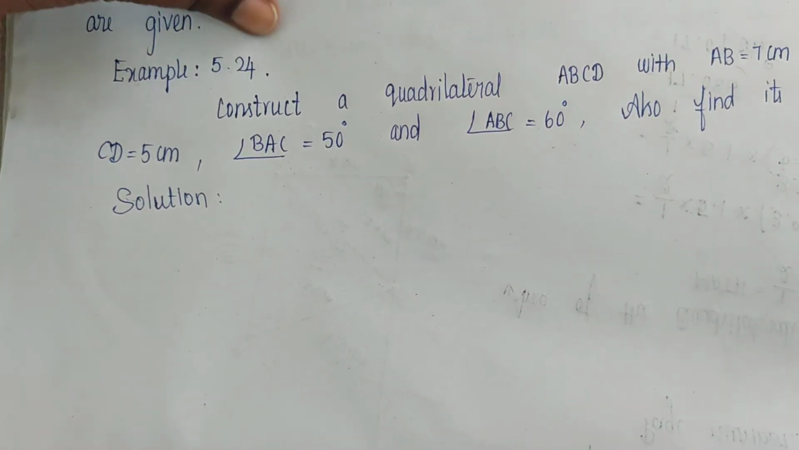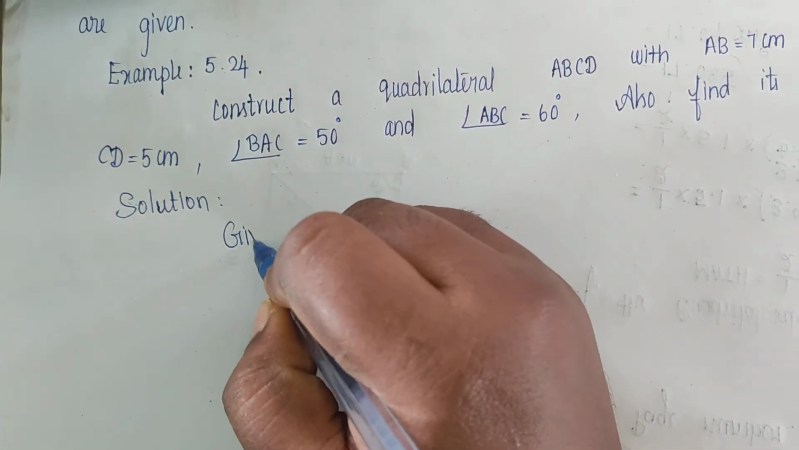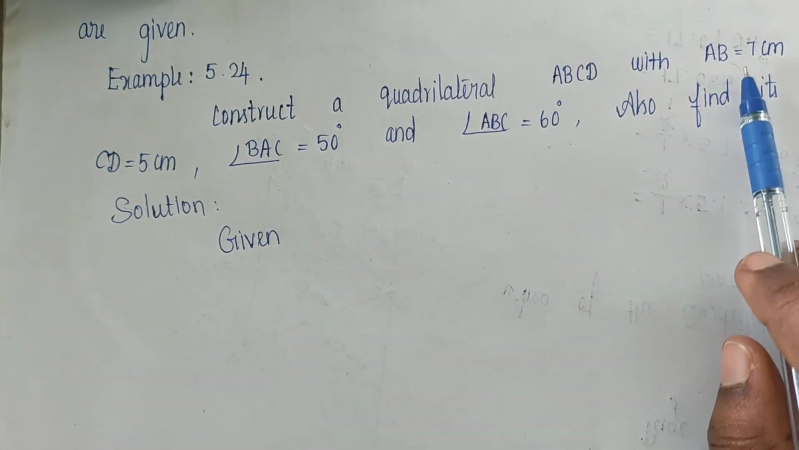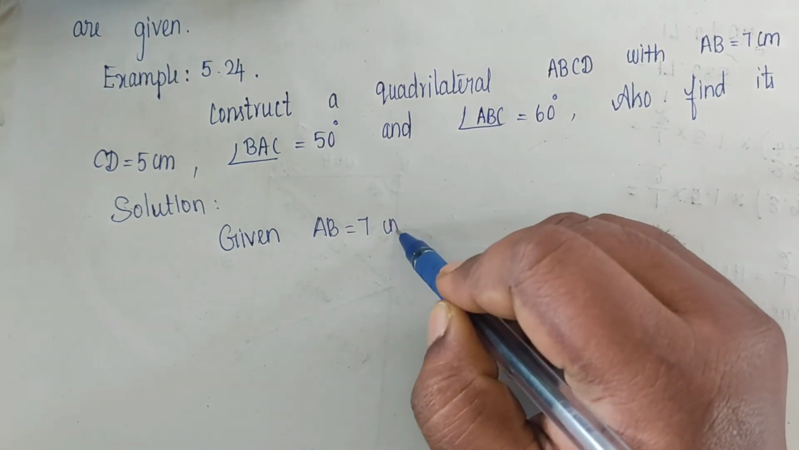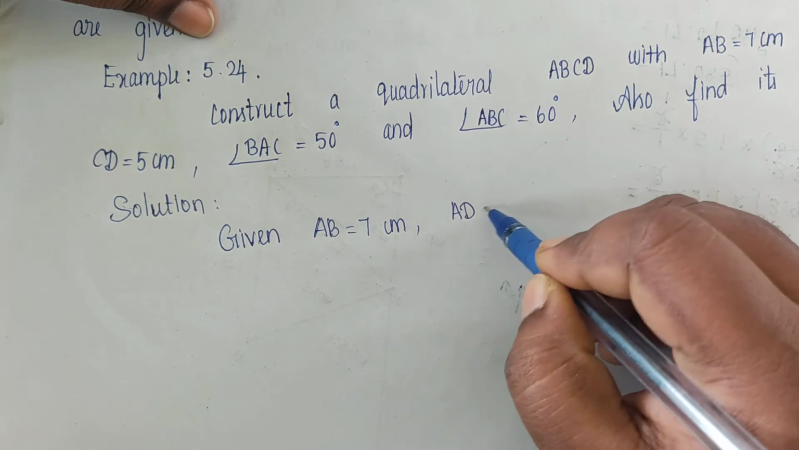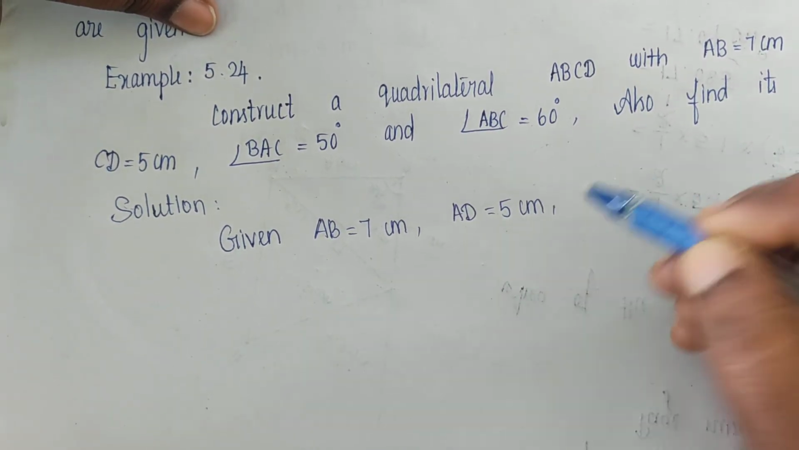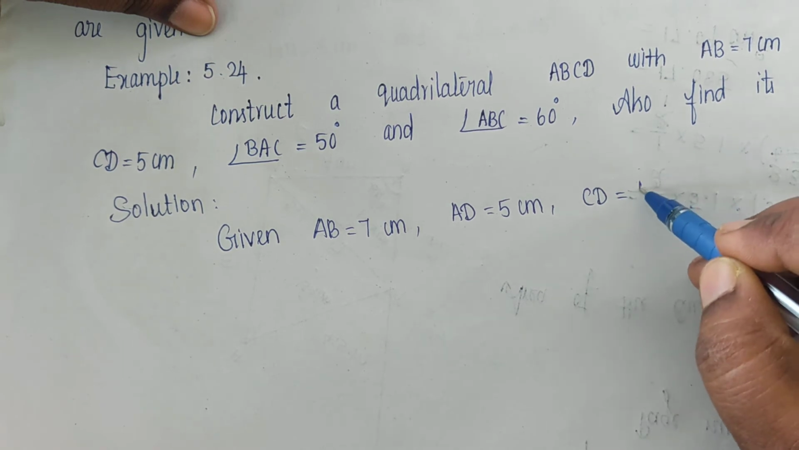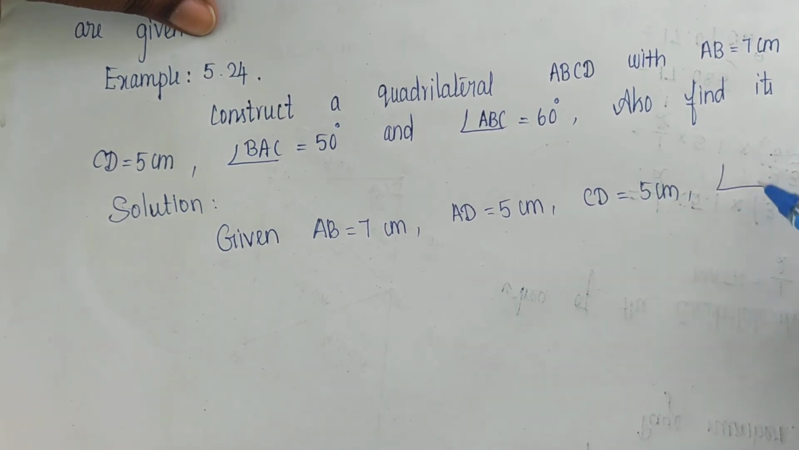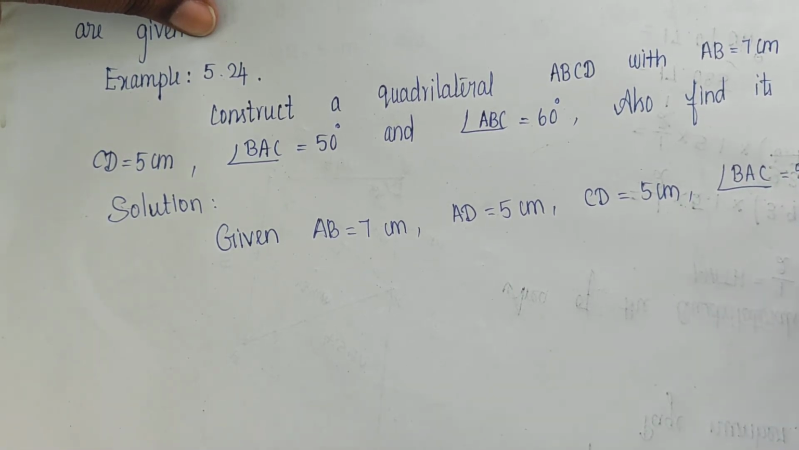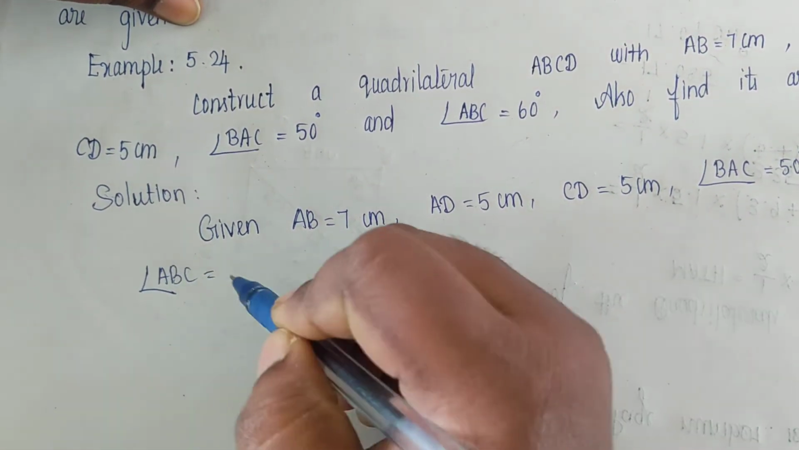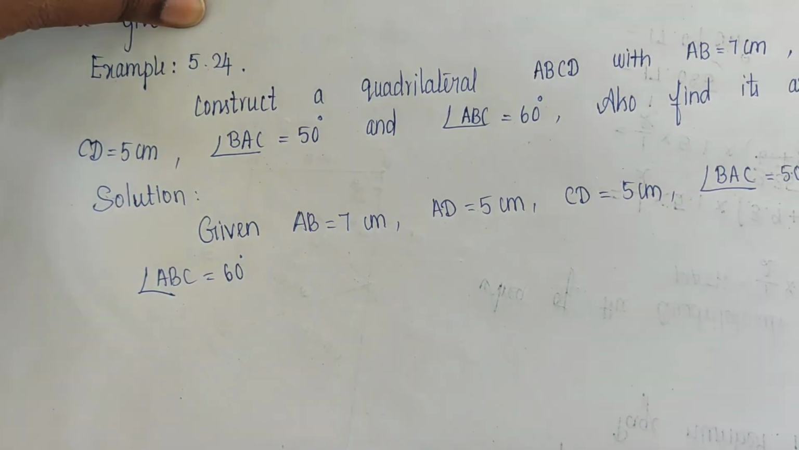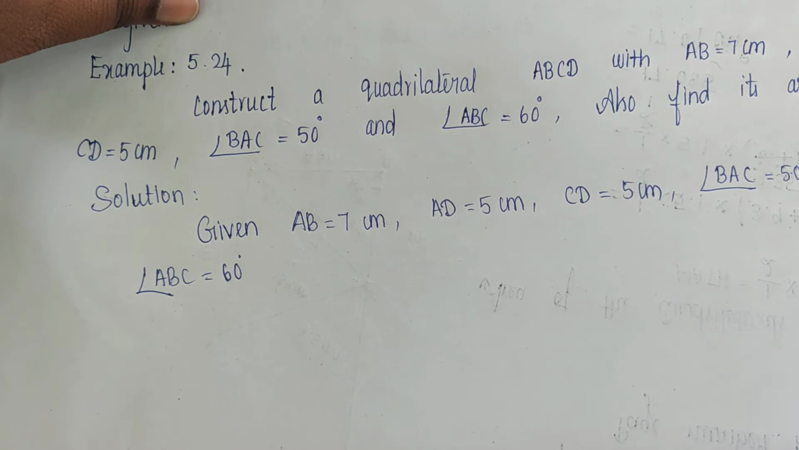What is given? AB equal to 7 cm and AD equal to 5 cm and CD equal to 5 cm and angle BAC equal to 50 degrees and angle ABC equal to 60 degrees.